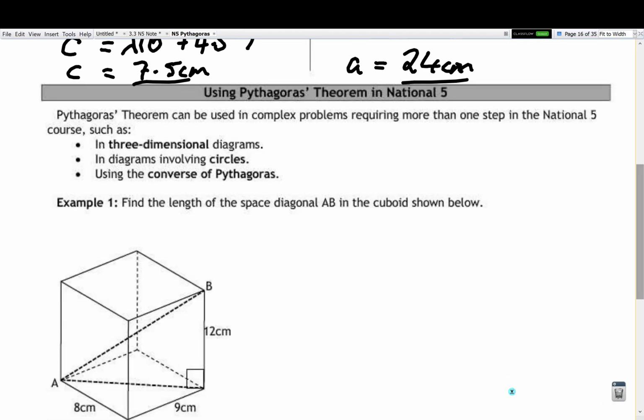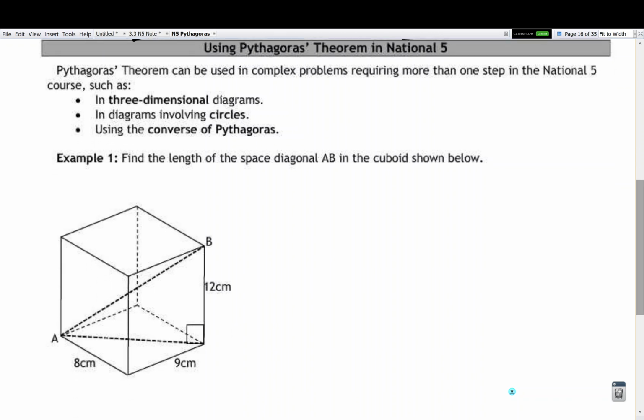Now, again, I'm currently waiting on a PCR result. I have a pretty blocked nose and a bit of a sore throat, so apologies in advance for all of that.